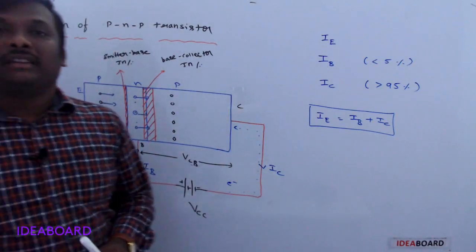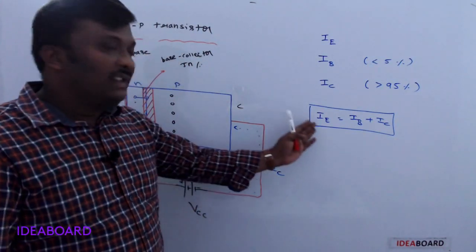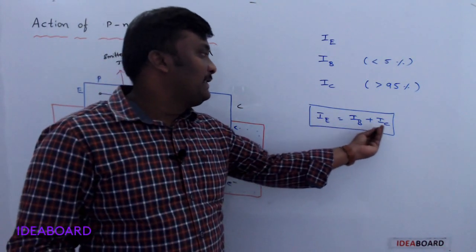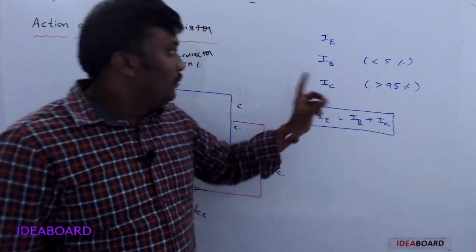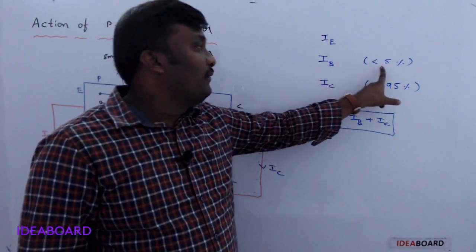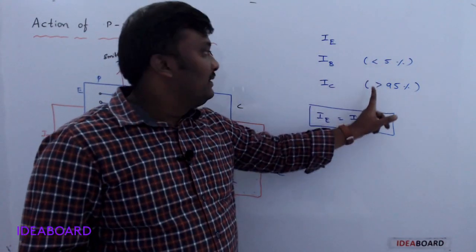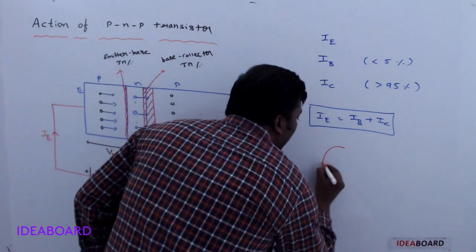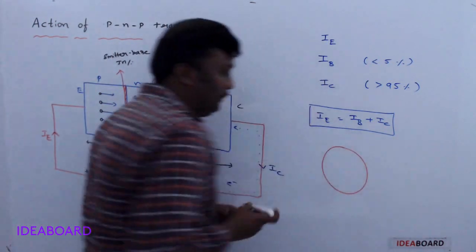The same relation we got in the NPN transistor holds here also. Understand now? So the emitter current is always equal to the base current plus the collector current. We said the base current is very small compared with the collector current. Okay, so what is the symbol for the PNP transistor?